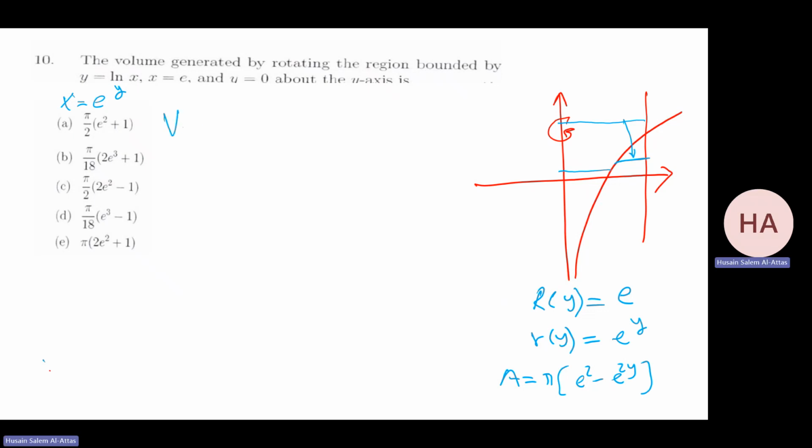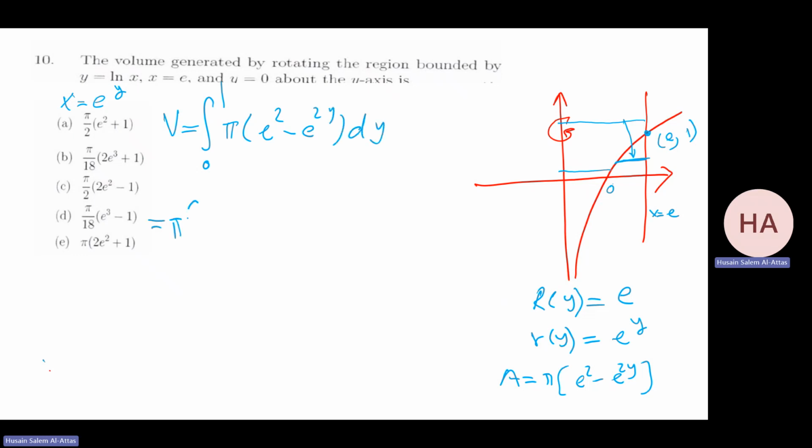Okay, so it is the volume. The volume from where to where? This is in terms of y, so this is 0. But this is x equals e, and y equals what? 1. So y equals 1 here. So I have from 0 to 1, because I'm doing the integration in terms of y. 0 to 1, π, I'll put the π here, no problem, e squared minus e to the 2y dy.